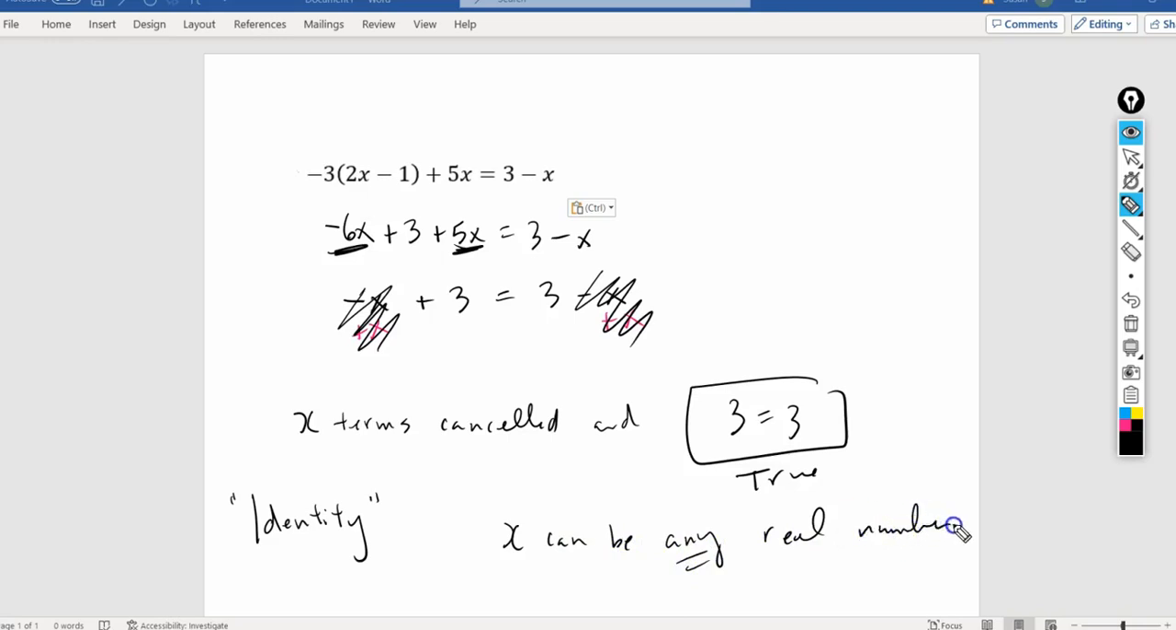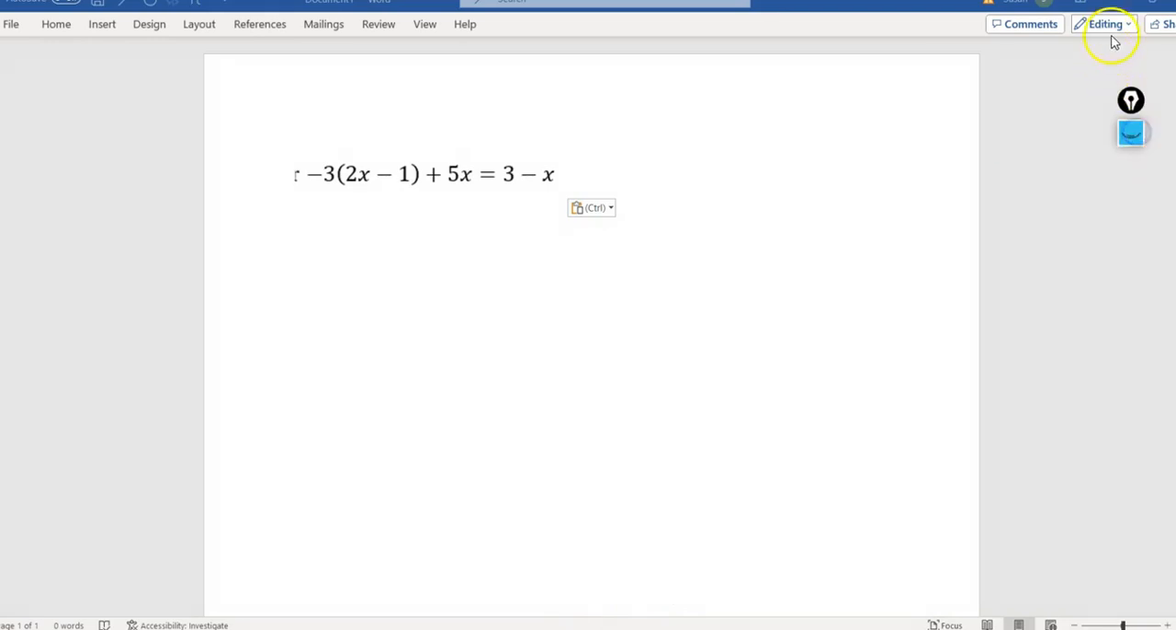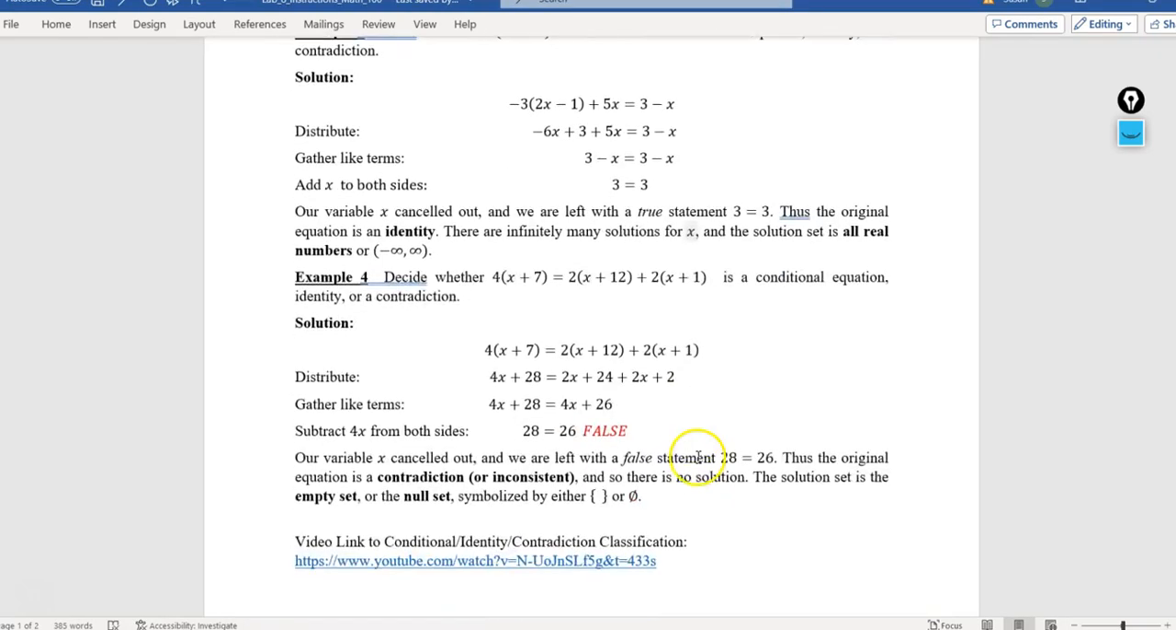So the solution is all real numbers, or if you were going to write it in interval notation, it would be that. And so now let's just check it over here. Our variable x canceled out and we're left with a true statement. The original equation is an identity. There are infinitely many solutions for x, so it doesn't matter what x is, this will always be true. And the solution is all real numbers.